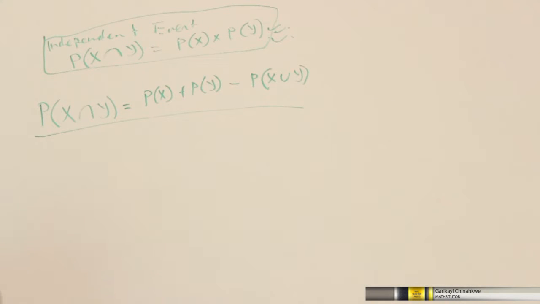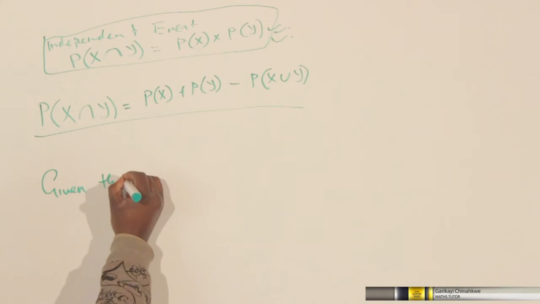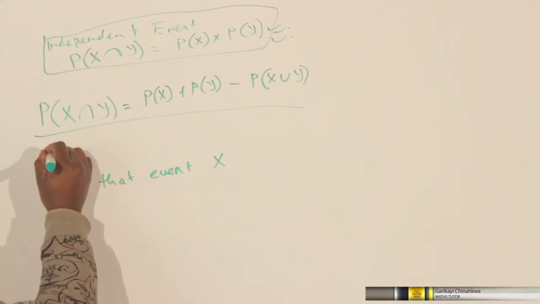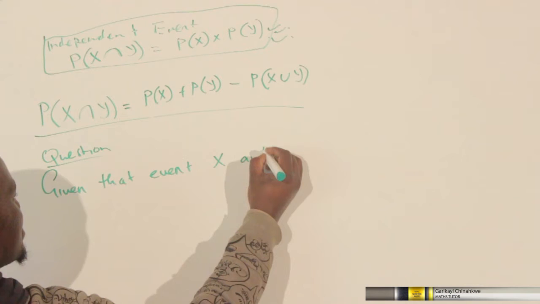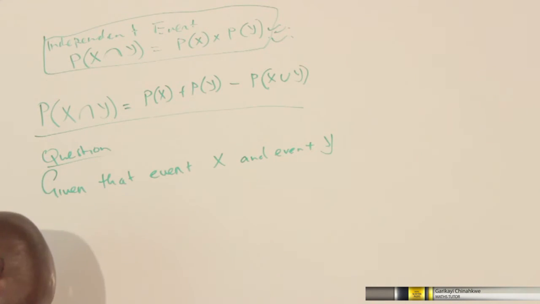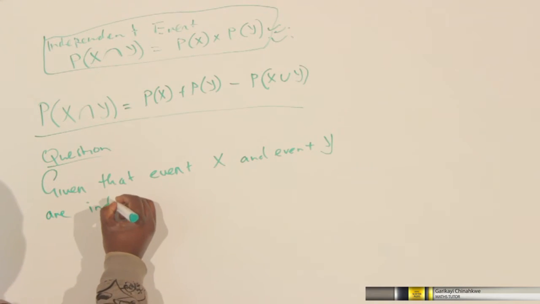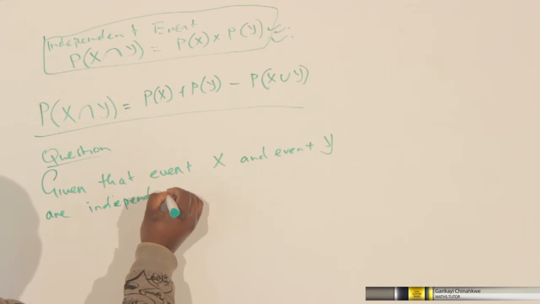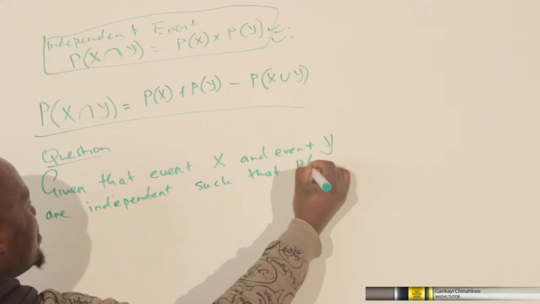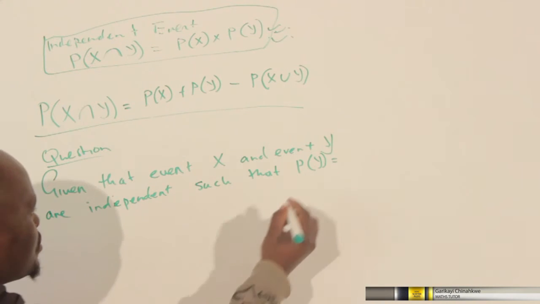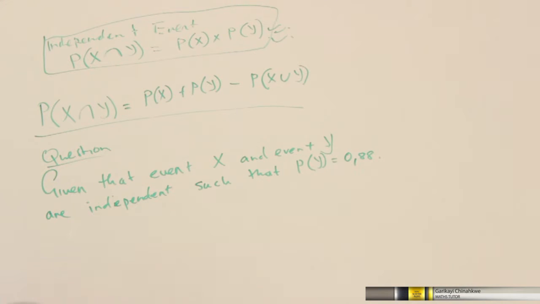Given that event x and event y are independent, such that probability of y is equal to 0.88, and probability of x intersection y is given by 0.47. Then they say calculate.